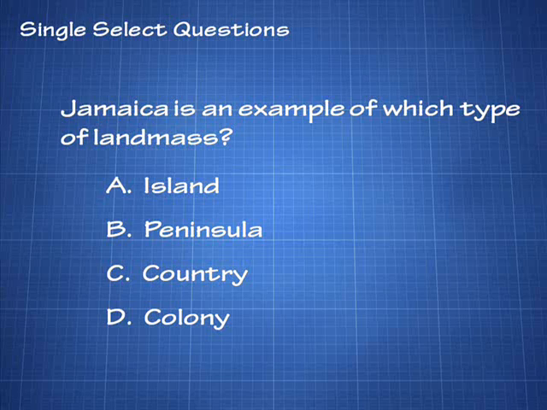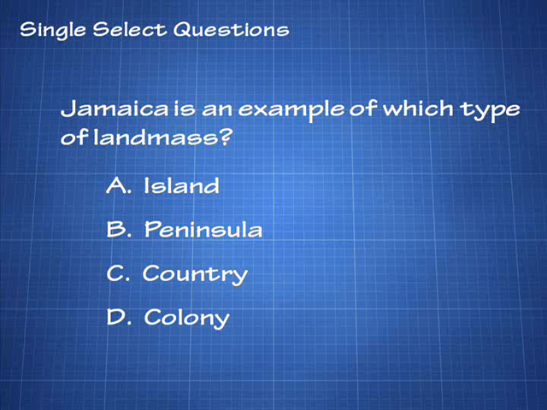Principle number 2, all choices should be parallel. Now, what we mean by parallel is choices should be grammatically the same as far as structure. They should relate to the question in the same way, and they should generally be the same type of thing. So look at our example again.